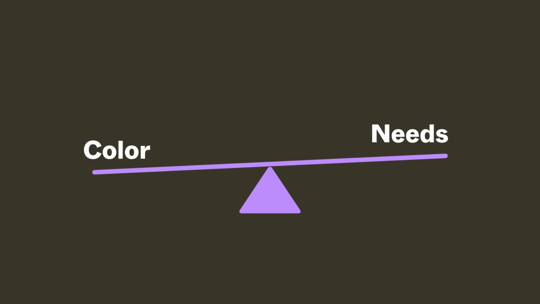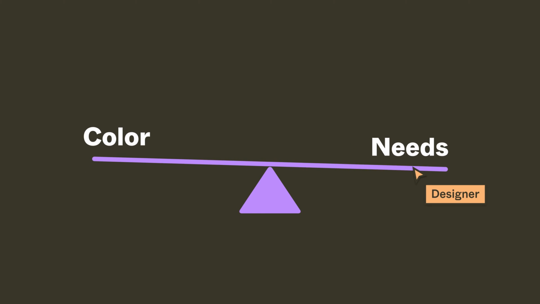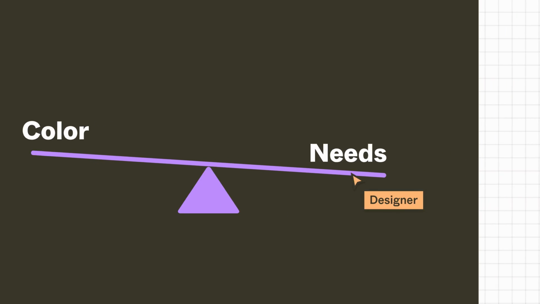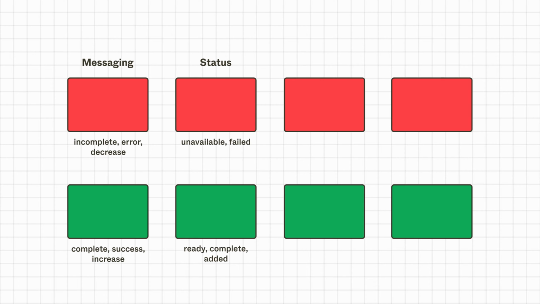To create a balanced color palette, it's important to assess colors against the functions your system needs. These functions can become a semantic color system, where single color values provide semantic meaning for functions like messaging, status, priority, actions, and more.